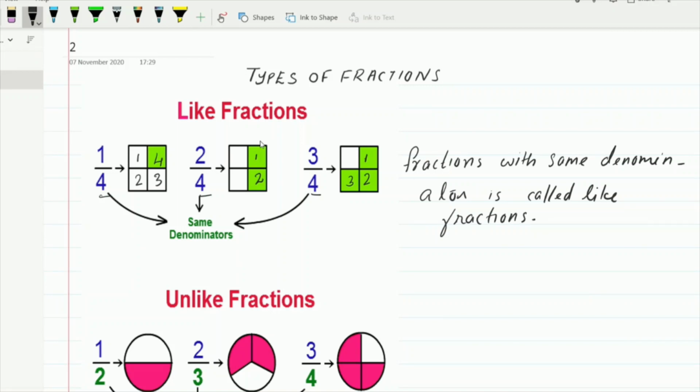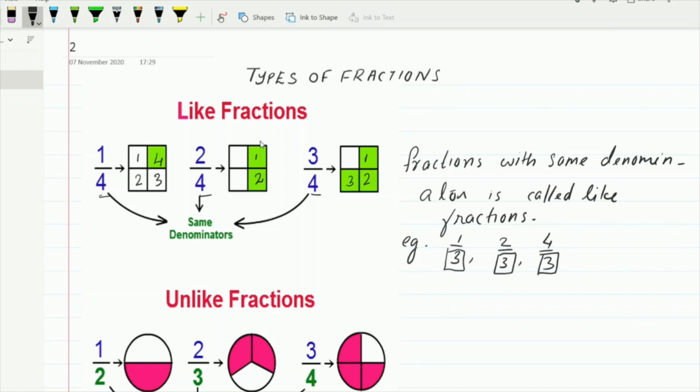Now, if you want more examples, I will give. Example: 1 by 3, 2 by 3, 4 by 3. So these are also like fractions only. Reason: the denominators of all the three fractions are 3. Our definition says if we are having fractions and the denominators are same, then we can say they are like fractions. So here the denominator is what? 3. In all the 3 cases our denominator is 3. Therefore we can say these are coming under like fractions.